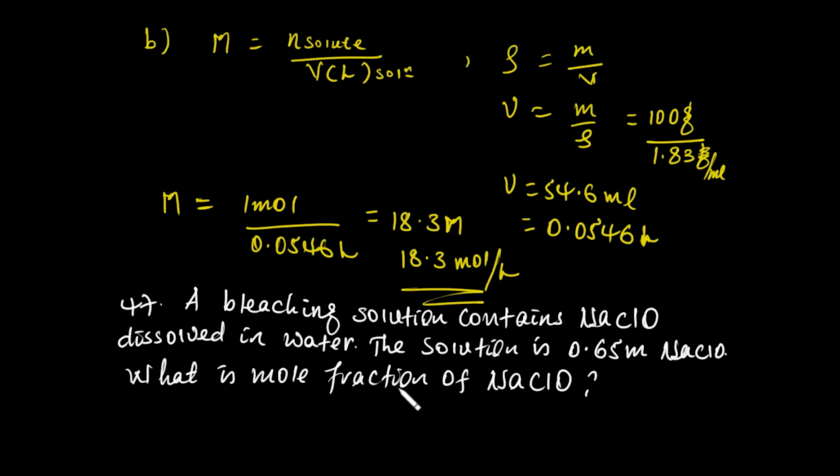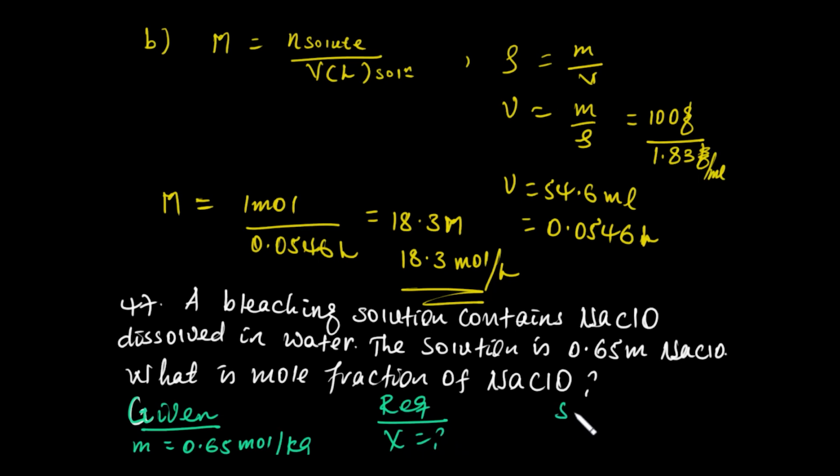sodium hypochlorite dissolved in water. The solution is 0.65 molal sodium hypochlorite. What is mole fraction of sodium hypochlorite? Then given achin manalle we have given molality is equal to 0.65 mol per kilogram. Required manalen required. What is mole fraction of sodium hypochlorite? Mole fraction of sodium hypochlorite is equal to how much?